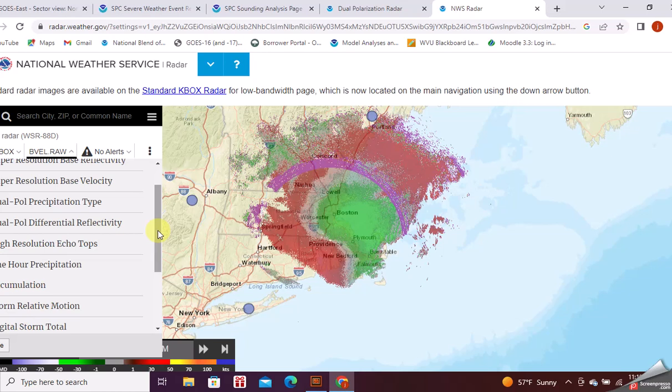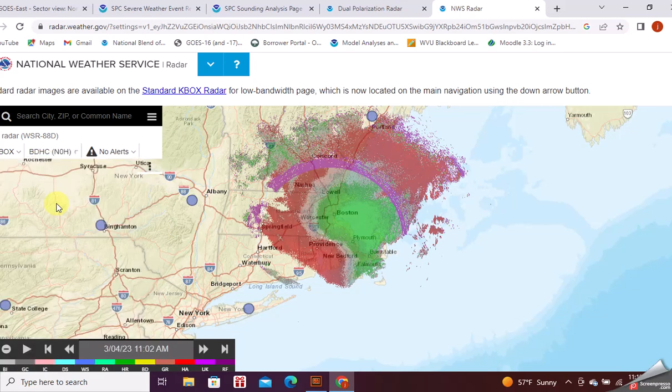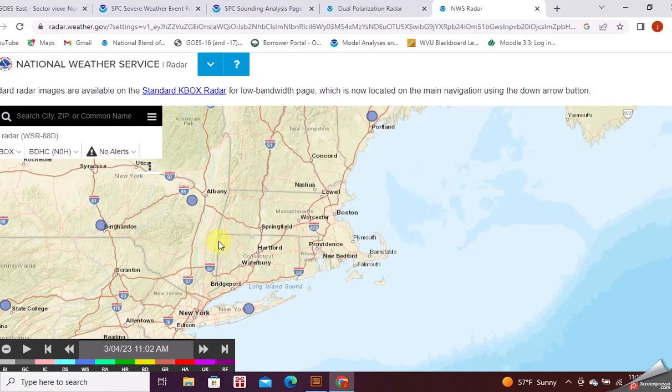Maybe you'll have a rain droplet or a snowflake. Each one of those is going to look different and be depicted differently by dual pole. By that, I can tell where the melting level is, what type of precipitation is out there. So if I were to look at Boston's precipitation right now, yeah, we can see we have actually rain out over the water and snow to the north.